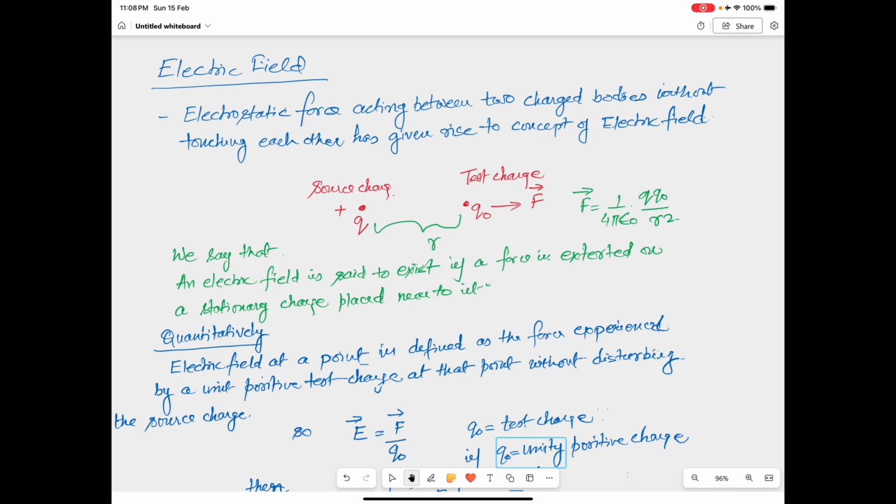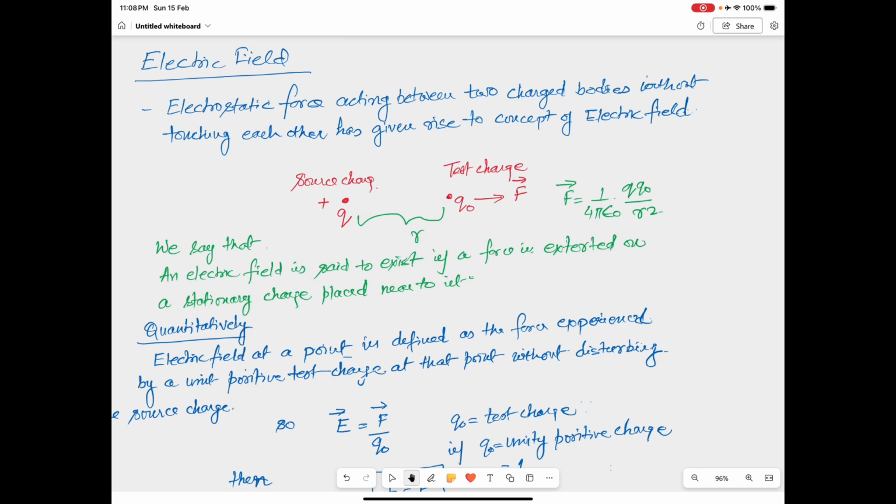So you must be knowing what is Coulomb's law. When there are two charges which are placed at a distance r to each other, they experience a force. So that has given the idea of an electric field. The electric field acts between the two charged bodies without touching each other. Those Coulomb's forces exist even when the charges do not touch each other. So that has given rise to the concept of an electric field.